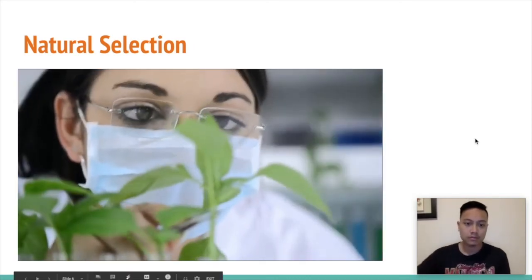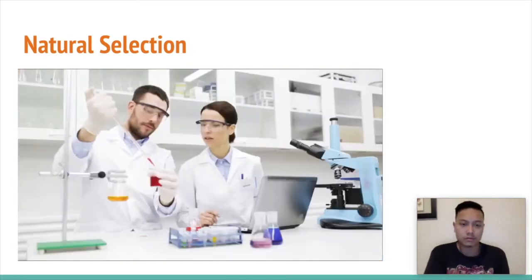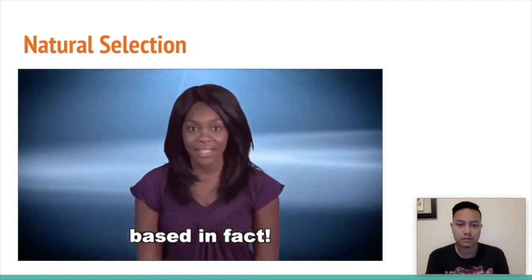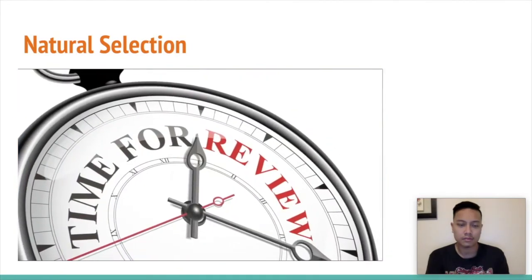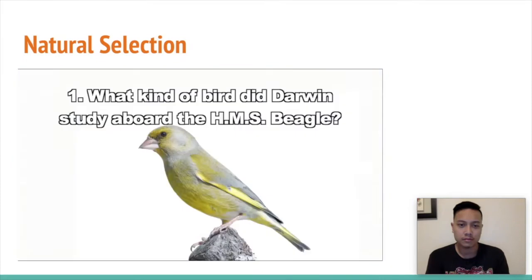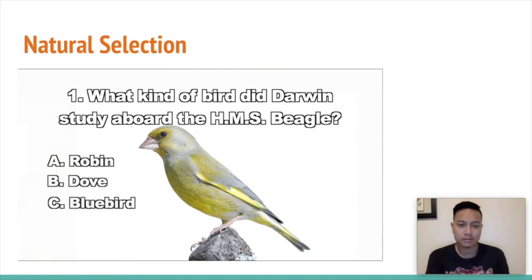Further scientific investigation, including experimentation and DNA research, has proven Darwin's theory of evolution by natural selection to be based in fact. We have been learning so much about Charles Darwin and natural selection. Let's review. Question 1. What kind of bird did Darwin study aboard the HMS Beagle? A. Robin. B. Dove. C. Bluebird. D. Finch. The correct answer is D.